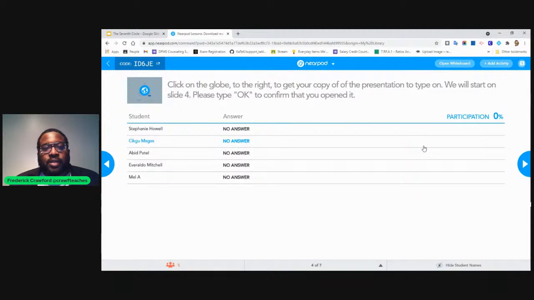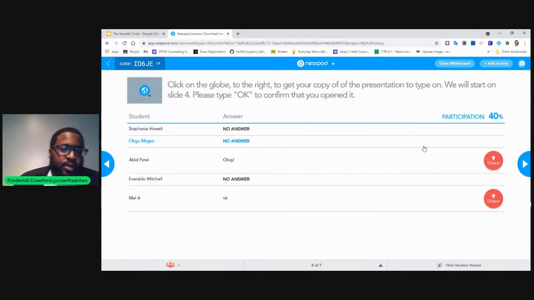Please type OK to confirm that you opened it, because I believe that I have it set up where you cannot go anywhere without typing in the answer box. So if you just type a simple OK, oh yeah, this is only for the student version. Perfect.